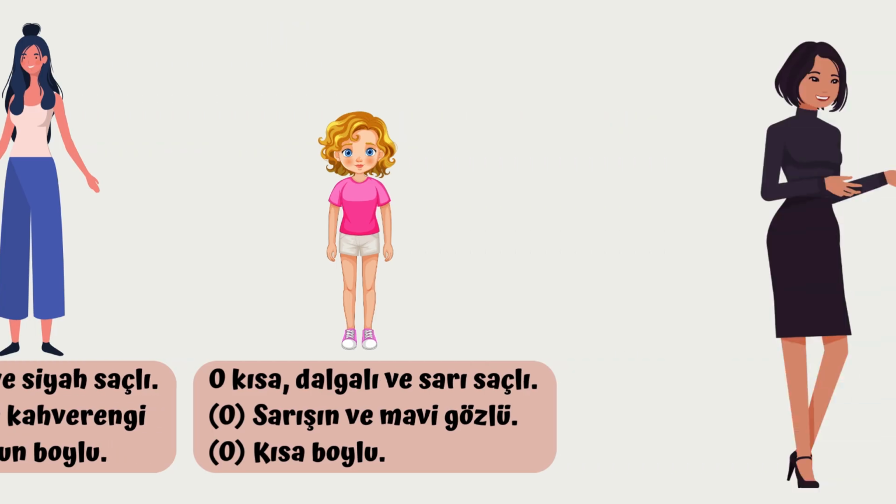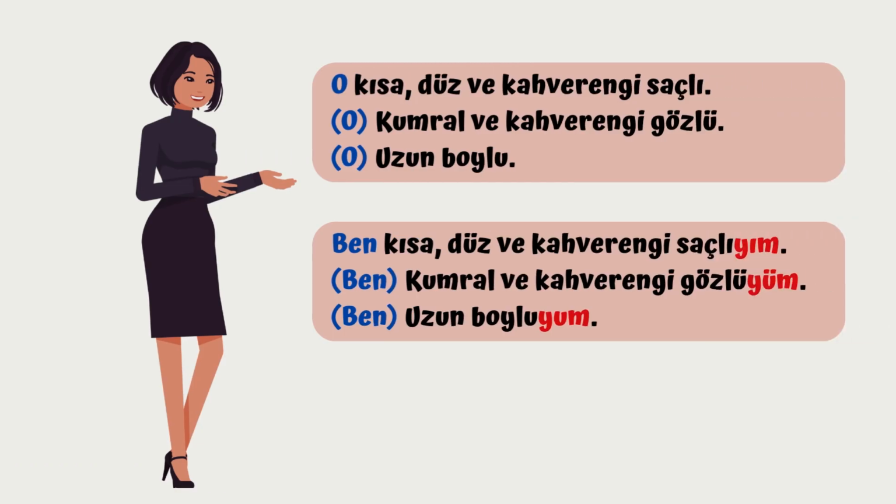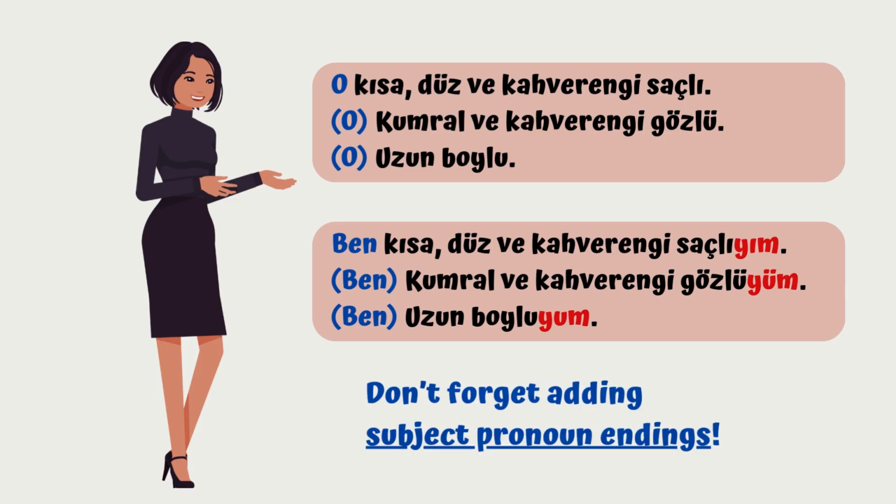Alright, let's take a look at the next slide. Okay, when we're talking about somebody else, we use o. And then when we use o, we don't use subject pronoun endings, right? Like this example, o kısa, düz ve kahverengi saçlı, kumral ve kahverengi gözlü, uzun boylu. But however, when we changed into other subject pronouns, for example, ben, we have to put the subject pronoun ending. Don't forget that. Please don't forget adding subject pronoun endings.